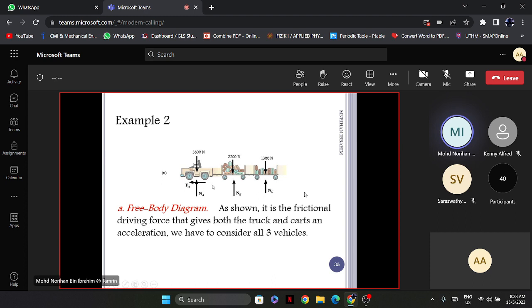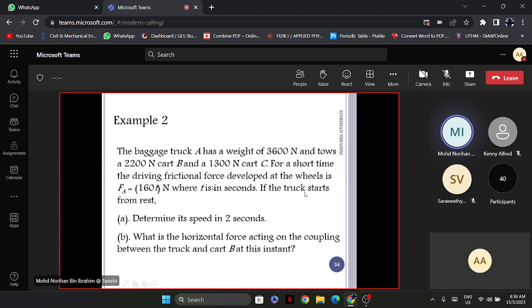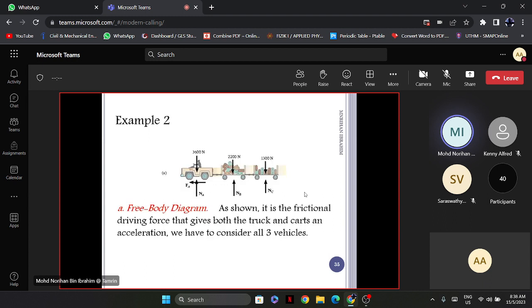each of truck A, cart B, and also cart C respectively. FA is the frictional driving force, where the frictional driving force is given as a function of time t, which is FA is equal to 160 t.